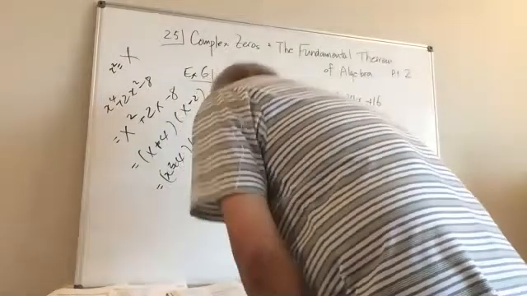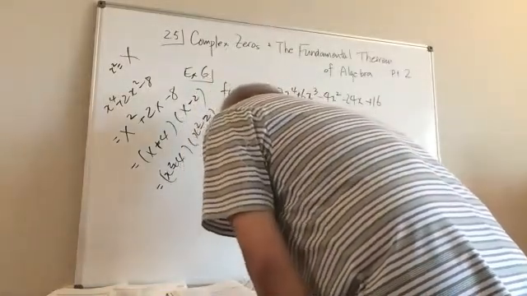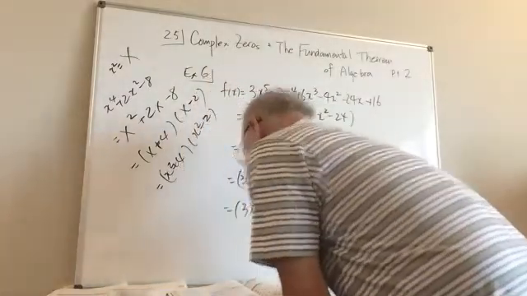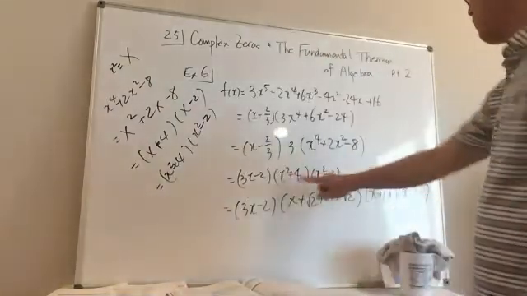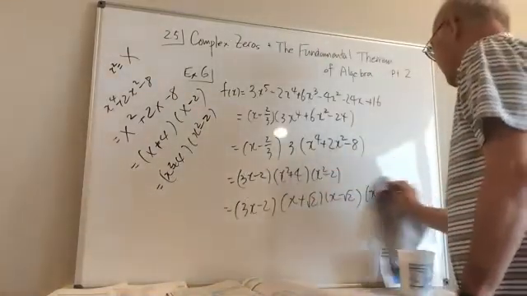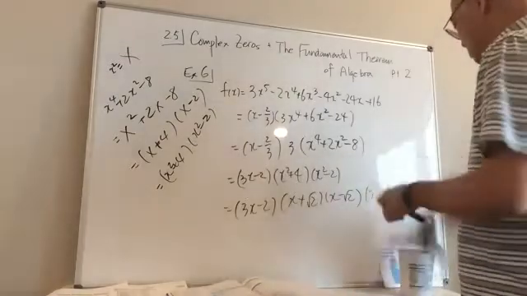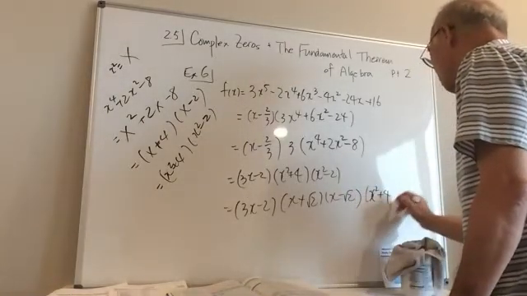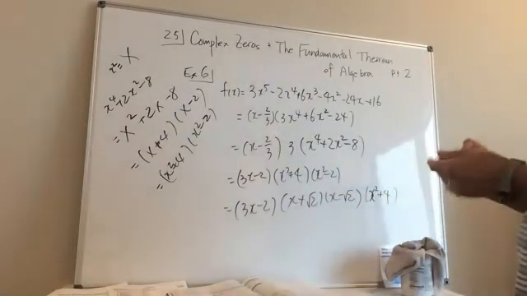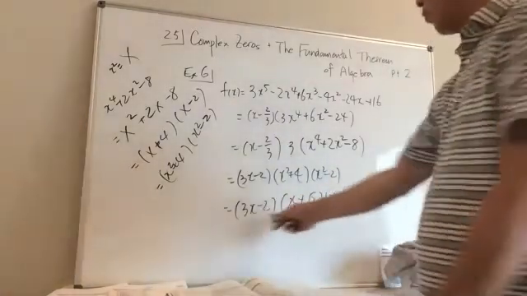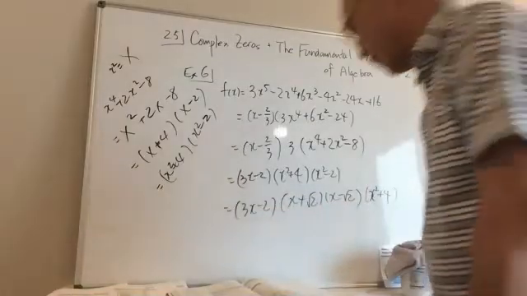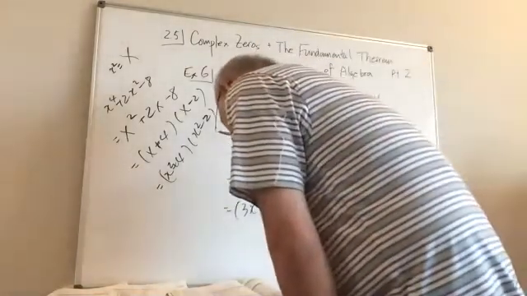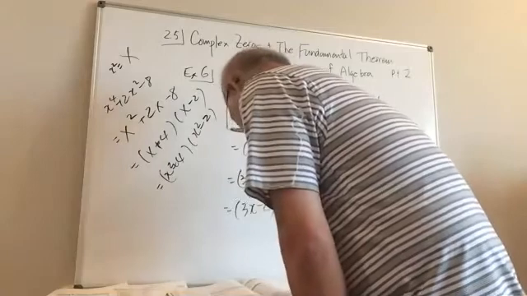So actually, what does it say? It says product of linear and irreducible quadratic factors. So we would leave this guy as an irreducible quadratic factor, whereas these are all real roots, so you can just leave them as they are. Okay, that's it.